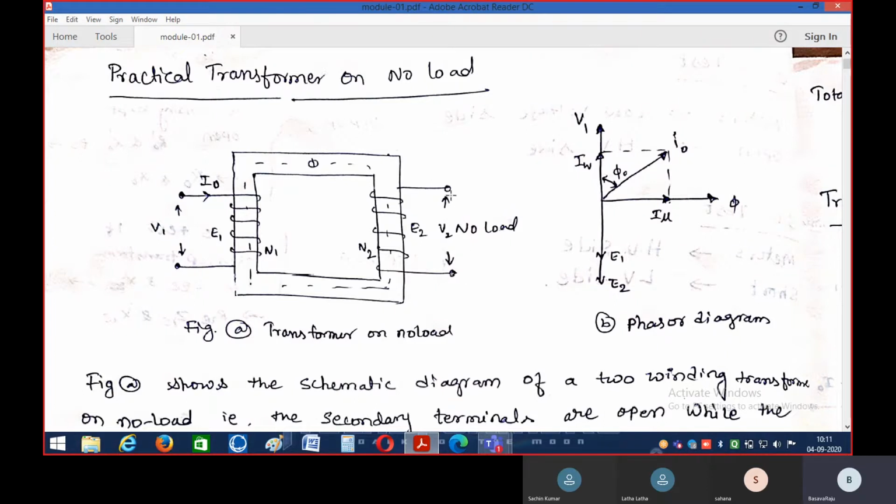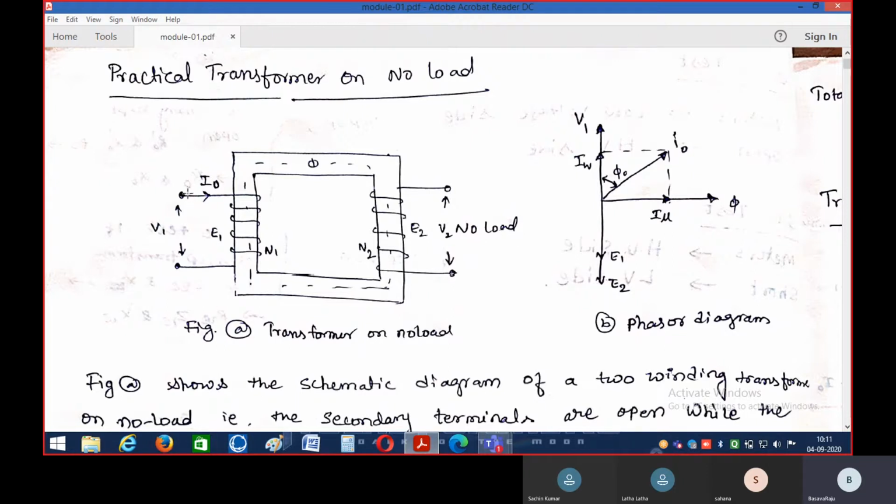Okay. See here, on the secondary terminals, since I want to analyze the transformer during the no load condition, I have not connected any load onto the secondary terminals of the transformer. That is the reason we call it operation of the practical transformer on no load. I have not connected any load onto the secondary terminals of the transformer.